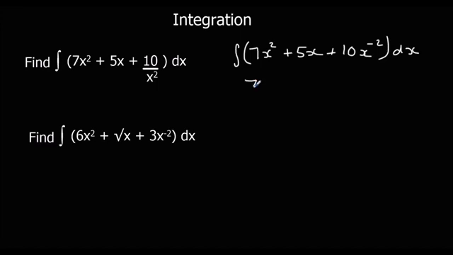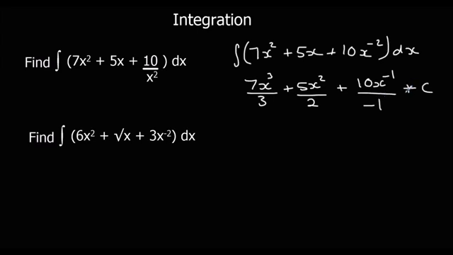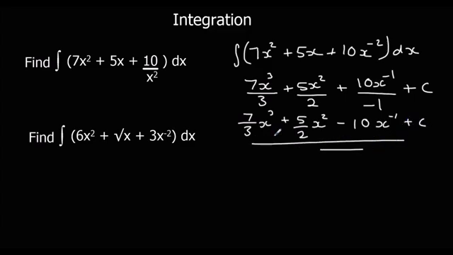So we're going to add 1 to the power and divide by the new power. Add 1 to the power, divide by the new power. Add 1 to the power, divide by the new power, and plus c on the end. Now we're going to simplify this. 7 over 3 is just 7 over 3. 5 over 2 is just 5 over 2. 10 divided by minus 1 is just minus 10. A positive divided by a negative is a negative. Plus c. And that's our final answer.